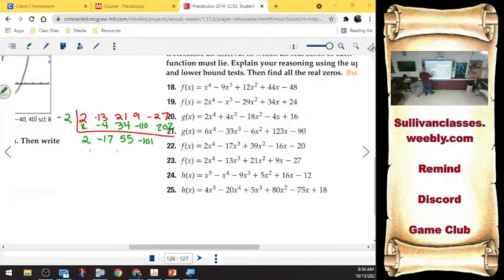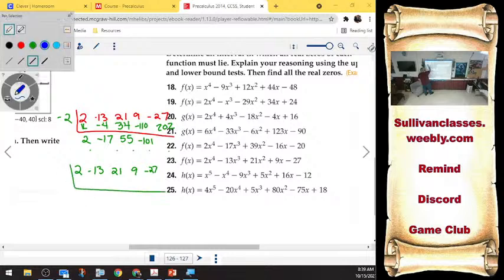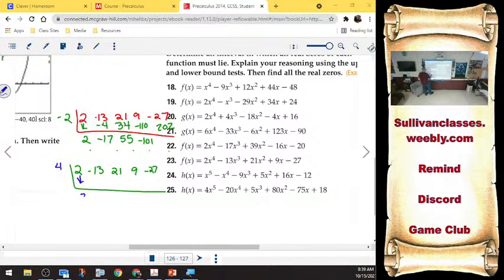Okay, so positive, negative, positive, negative, positive. Okay. And then 2, -13, 21, 9, -27. 2, 8. Yeah, the only one that works is... So the lowest one you could do that would be 7.